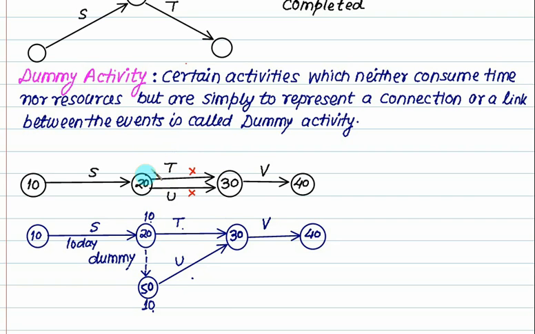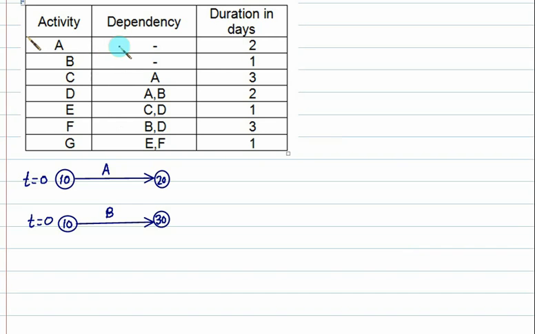Because I have just given the example of 2 arrows. If there are 3 arrows, 4 arrows, is it very difficult to read them? So this is the use of what? Dummy activity. Dummy activity mainly consumes no time, no resources, and the basic job is to give a clear idea about the precedence.